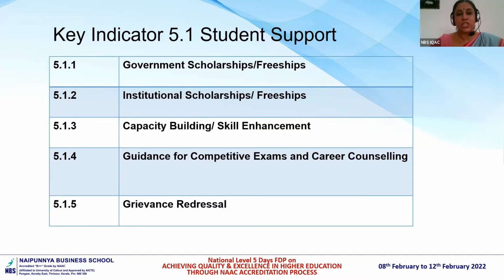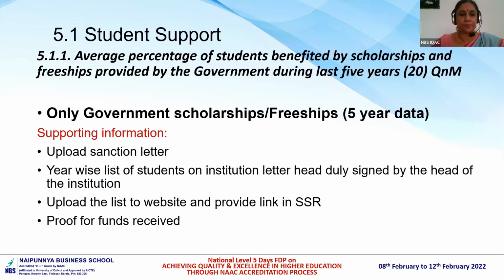So we'll take each of these sub-criteria in student support one by one. The first one, 5.1.1, is the average percentage of students benefited by scholarships and freeships provided by the government during the last 5 years. And you can see I have put 20 marks. It is a quantitative metric with 20 marks.